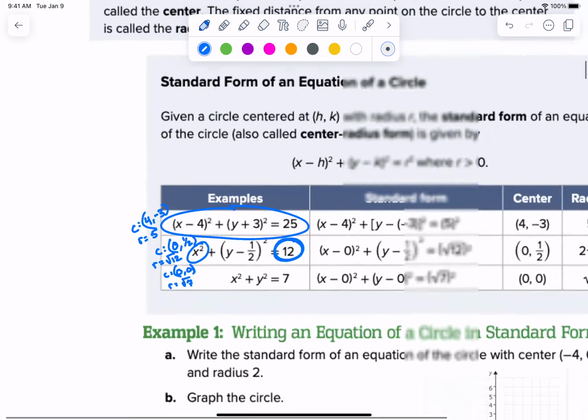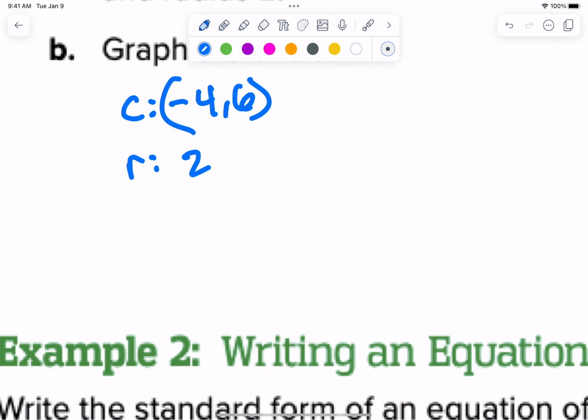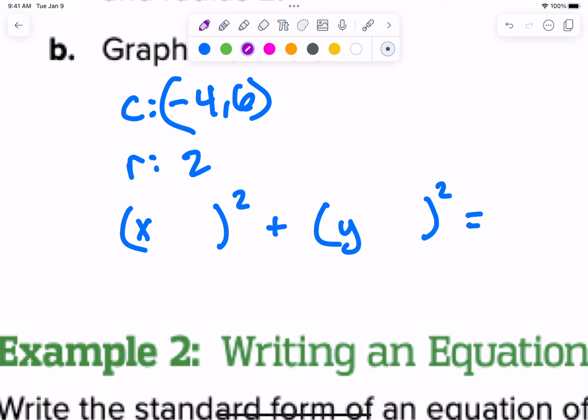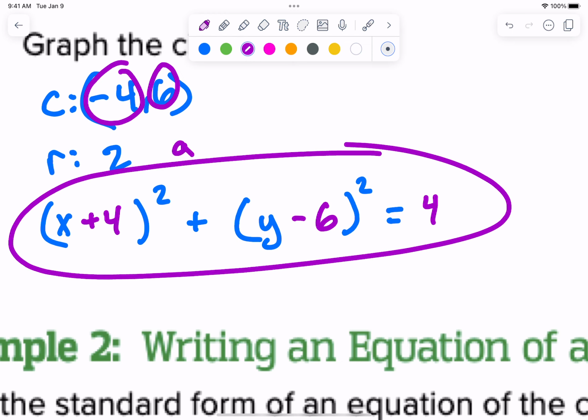Write the standard form of the equation of the circle with a center at -4, 6 and a radius of 2. All right, they want me to write it, and then they want me to graph it. So I have x, and I have y. So -4 becomes +4. The 6 stays -6, or becomes -6, and the radius is 2, so 4. And that's the equation of the circle. So that's part A, and then they want us to graph it.